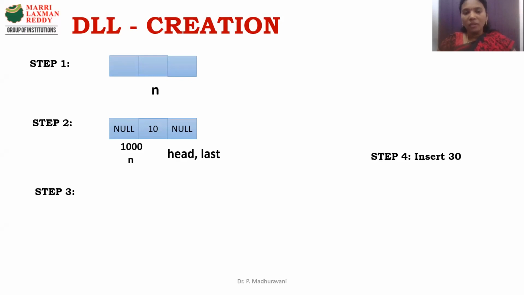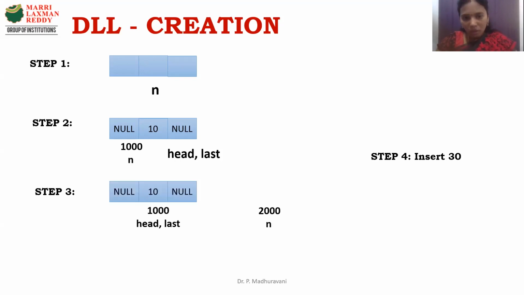Now, you make the new node as the head node as well as the last node. This is the initial insertion, inserting the first node into the list. In that situation, the newly inserted node will become the head node as well as the last node.